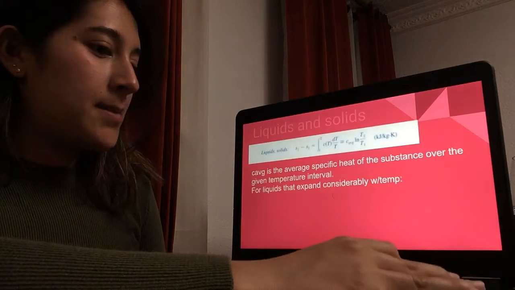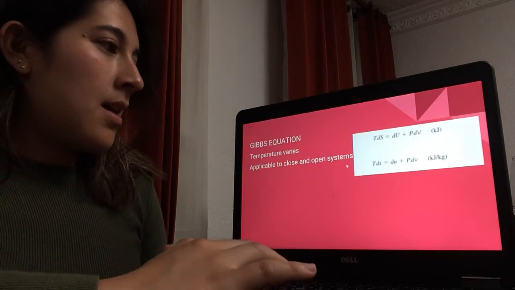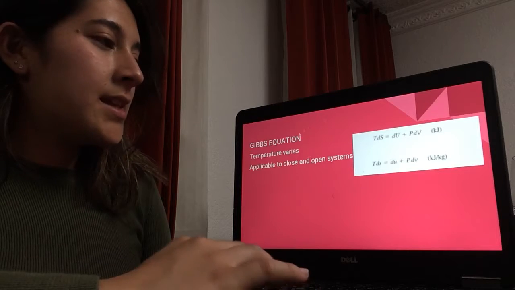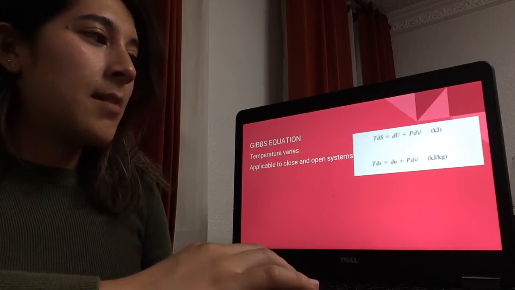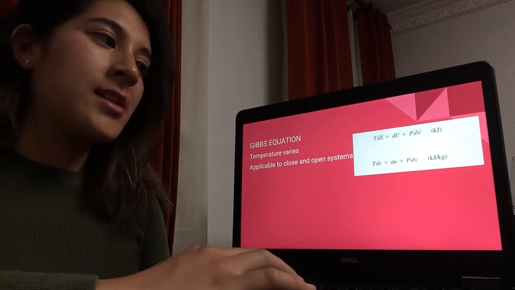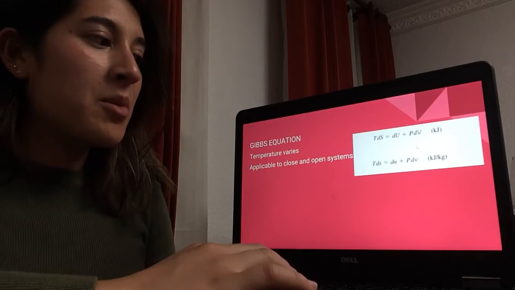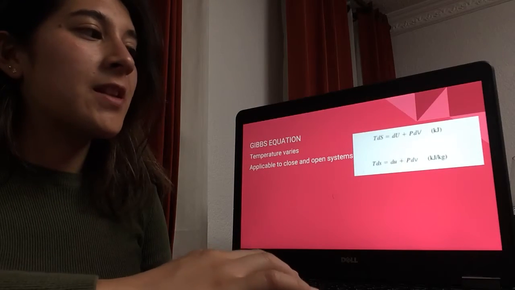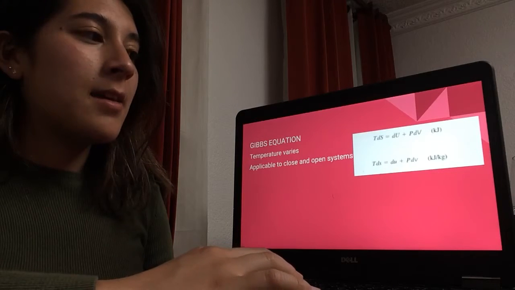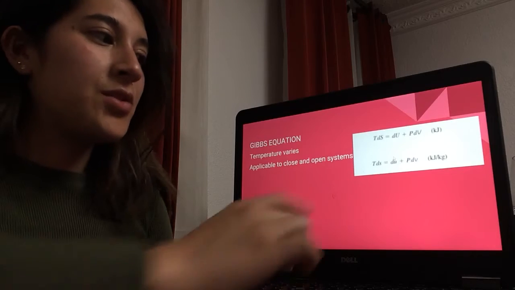So now we have the Gibbs equation. In this type of process, the temperature varies, and it is applicable to open and closed systems. So now we have this formula, but we know that the enthalpy equals the internal energy plus the pressure times the volume. So we can substitute this into this formula.